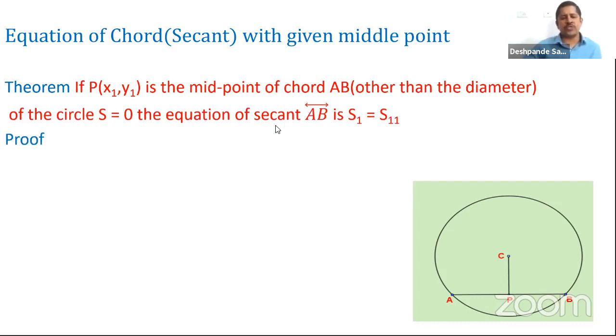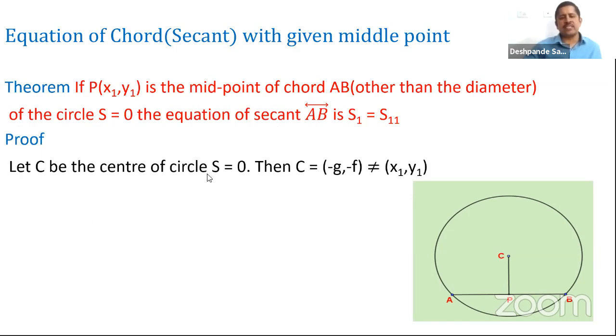So how to prove this? What is given? The center of the circle, we get as C here. And what is the center of the circle? Standard equation, (-g, -f). This should not be equal to the point. What is the point? (x1, y1). So C should not be equal to P. So already given it is not a diameter. That means (-g, -f) should not be equal to (x1, y1).